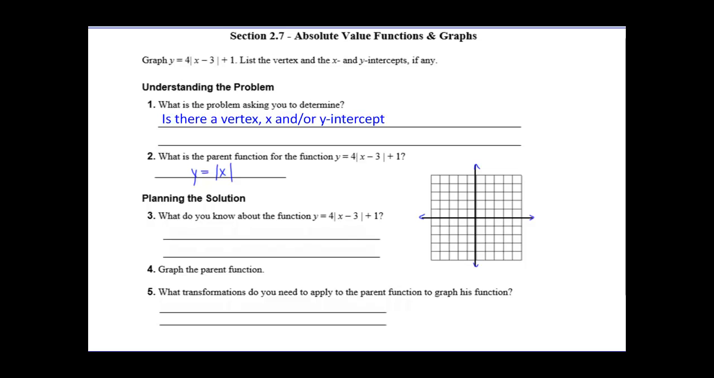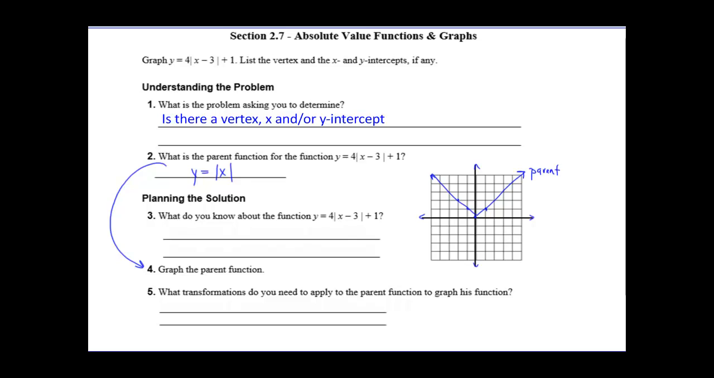If we need to graph that parent function, remember, if you're not sure, we can always plug in values. Plug in 0, you get 0. Plug in -1, you get +1. Plug in +1, you get +1. Plug in -2, you get +2. And the graph goes up in this direction and also in this direction. So there's my parent function.